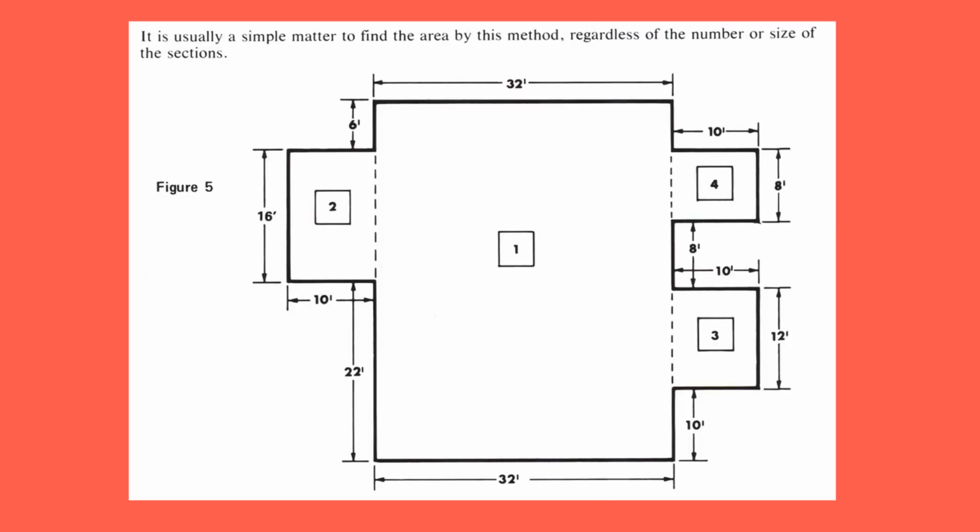It is usually a simple matter to find the area by this method, regardless of the number or size of the sections. So you can see here, we can basically take each section, calculate the area, and then add them all together at the end.